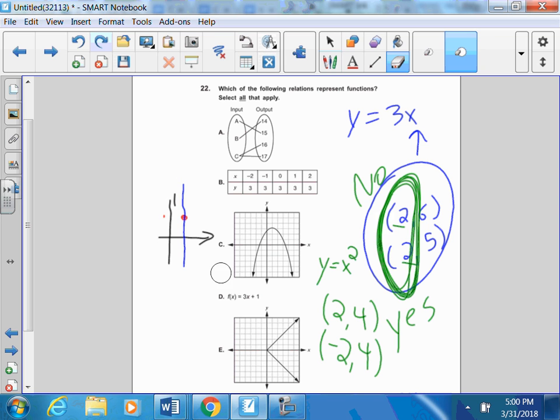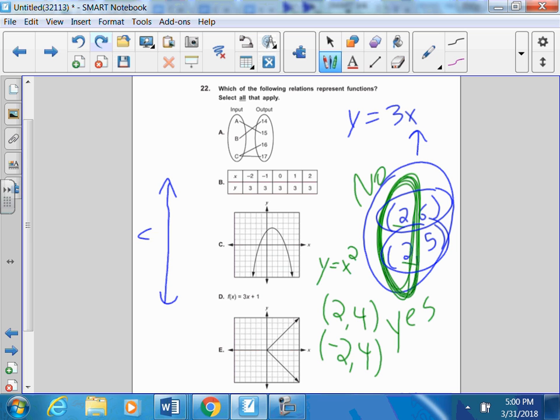So now let's try the other one. We've got 2, 6 and 2, 5. Okay, so your x and y axis. Let's plot 2, 6 and then 2, 5. Can you draw a vertical line and hit both of those points? And there it is. So that's another thing you can do, the vertical line test. If you hit 2 points, it's not a function.